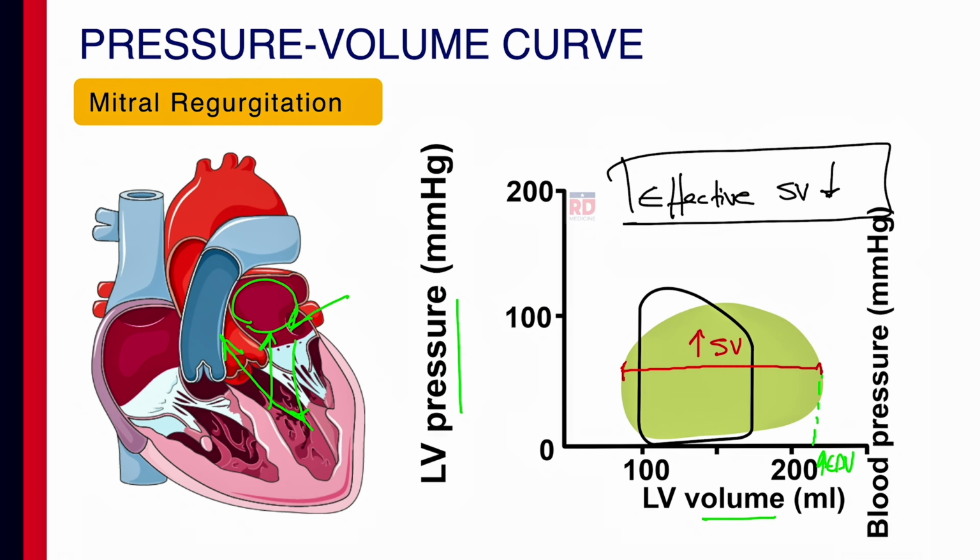And here's another key point. There are no true isovolumetric phases in mitral regurgitation. Why? Because the mitral valve never fully seals. During isovolumetric contraction, blood leaks backward into the left atrium. During isovolumetric relaxation, the valve is already open or still leaking, so there is no phase where volume stays constant and the loop loses its vertical sides.